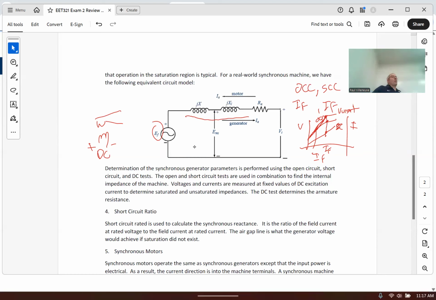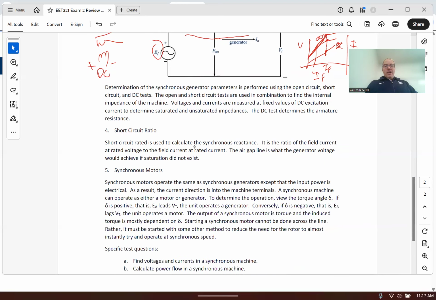Okay? So when you're looking at these characteristics, think about what you're trying to do. What is my OCC? What is my SCC? And can I draw an air gap line and get the additional data points I need? The DC test, like I said, that determines R sub A. But that's a simple test. You need the test results. And then if the machine is Y or delta, you need to do your calculations to figure that out. Short circuit ratio is just a number.